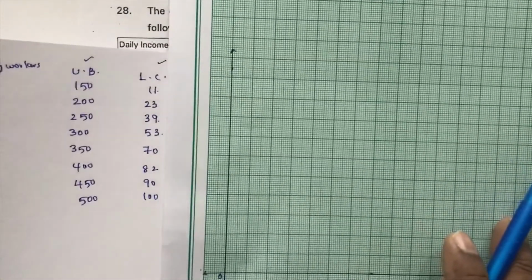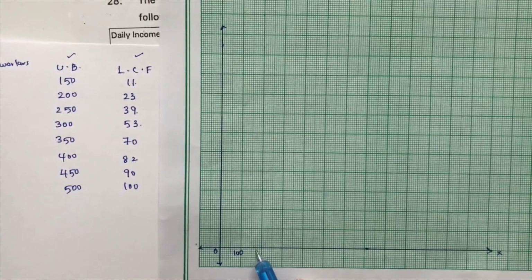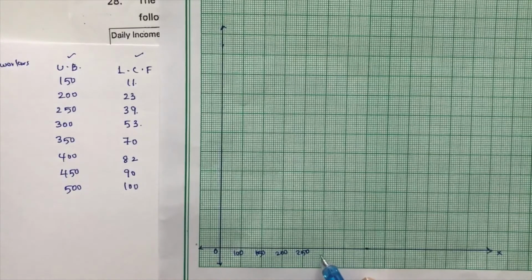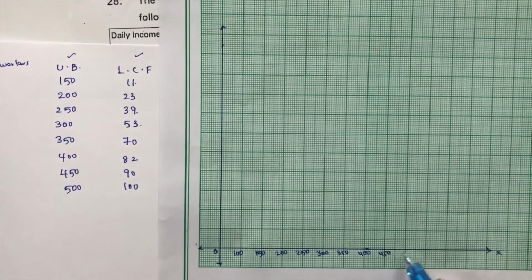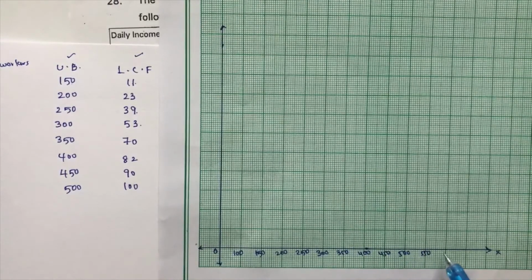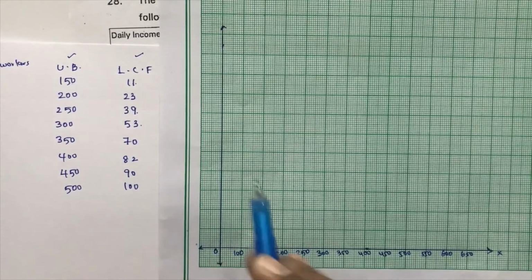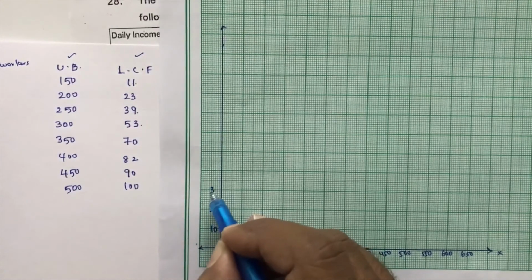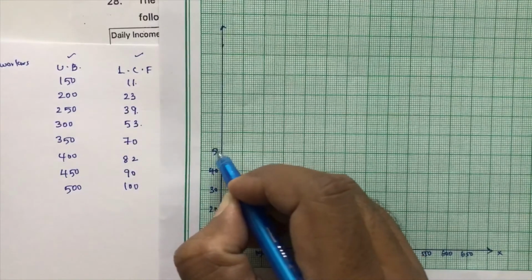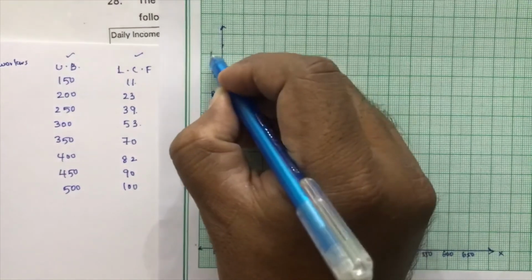Take these two values we need to plot. Take 100, then 150, 200, 250, 300, 350, 400, 450, 500, 550, 600. And the highest frequency value is 100, so on the y-axis take the scale as 10 units: 10, 20, 30, 40, 50, 60, 70, 80, 90 and 100.